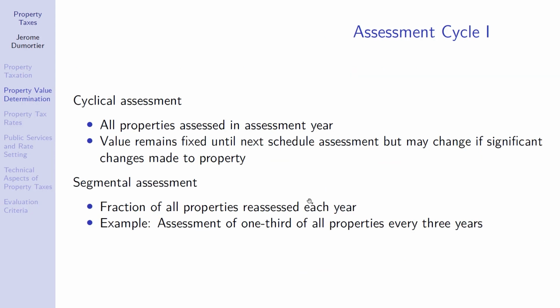Then let us next talk about the so-called assessment cycle. In a sense, we have seen that we have to determine the assessed value, which is equal to the tax base. And then the question is, how often do we actually update the assessed value? There could be, for example, the cyclical assessment, in the sense that all properties are assessed in a particular assessment year. That could be every, say, 2 or 3 or 5 years. And then this assessed value remains fixed until the next scheduled assessment.